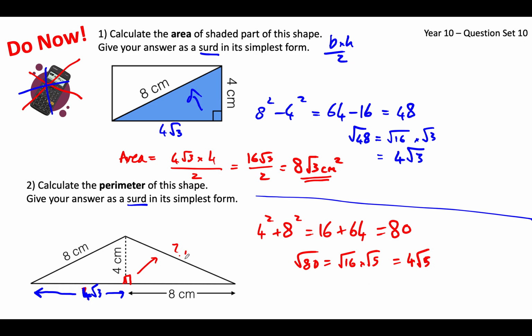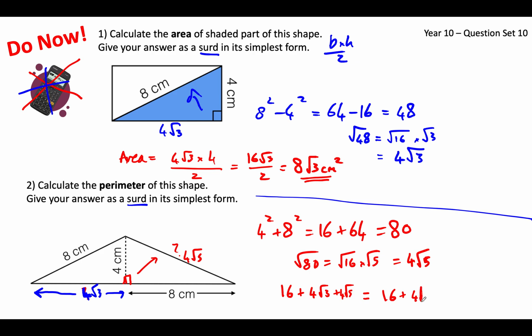So my perimeter is made up of the outside edges, not the 4. It's made of the 8 plus the 8 plus these 2. So it is 16 plus 4 lots of root 3 plus 4 lots of root 5.